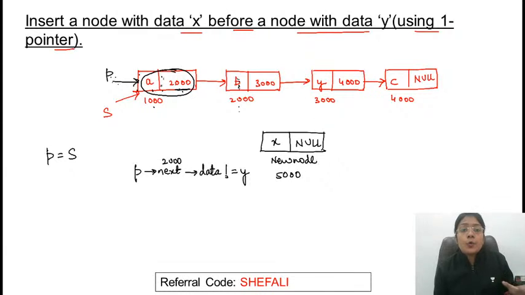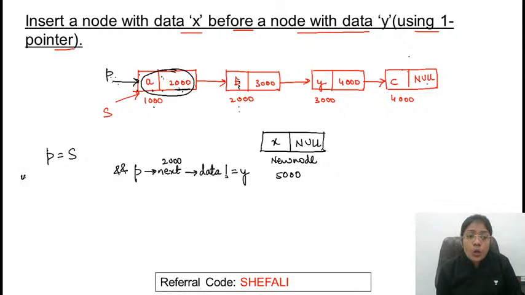For example, if data y is not available in the entire linked list and p is pointing to the last node, then if you write p of next of data, it is null of data, which gives an error, a segmentation error. Because you are trying to access a location which is not allocated. So before writing this, we need to check. First of all we check that the next node is available. If the next node is available, only then you can check its data part.